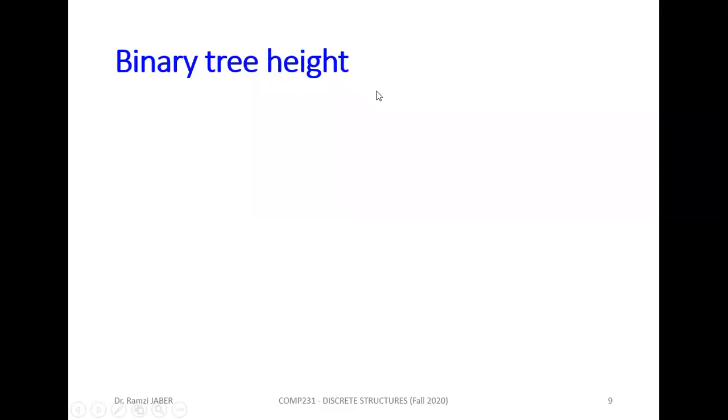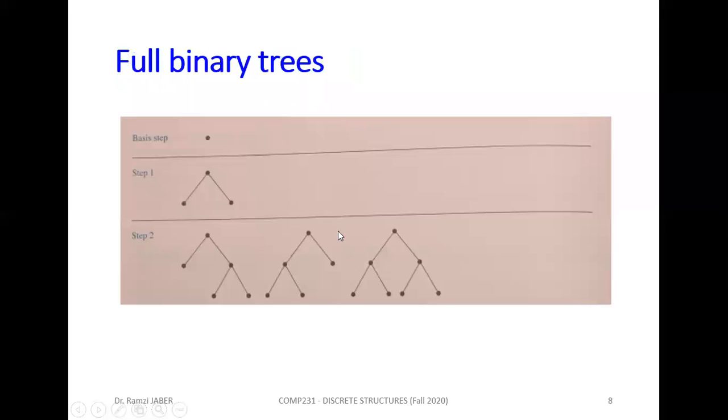Okay. Now, what is its height, this binary tree? HT denotes the height of the tree. How do we calculate the height? What is the height here? How many levels does it have? Two. Level 0, level 1, level 2.